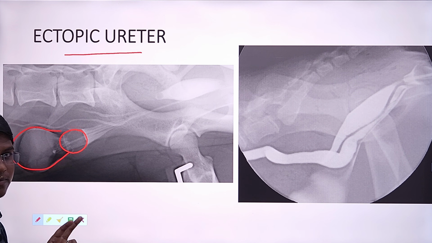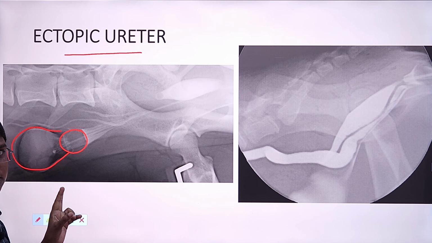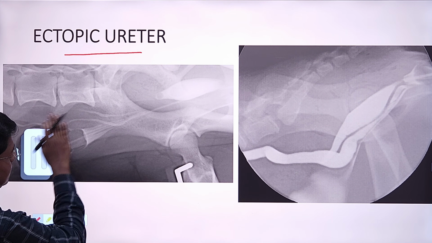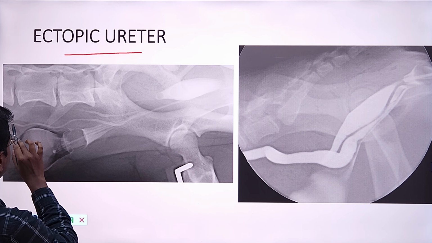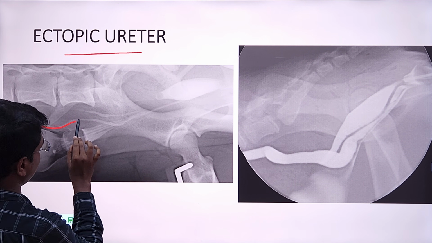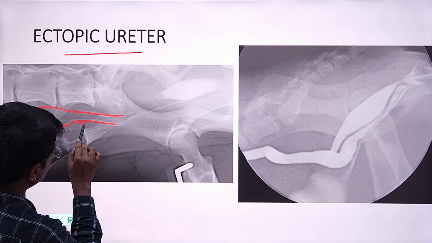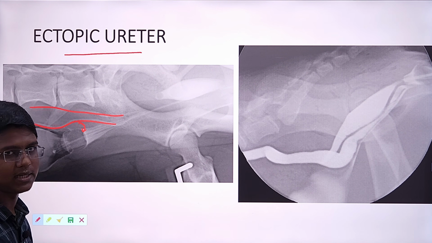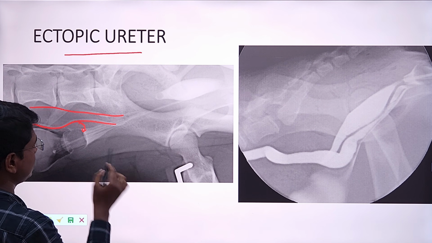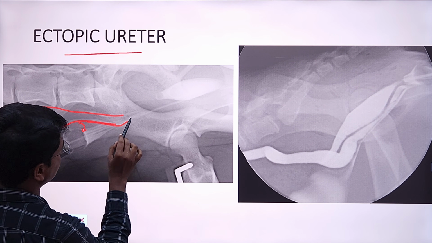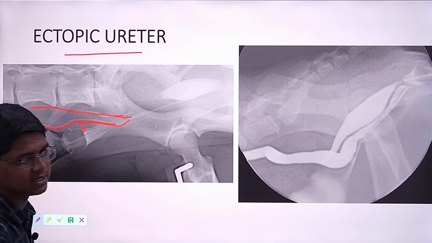This structure is the ball of the Foley catheter. Okay, cuff of the Foley catheter, not some pathology. Okay, now see the ureter. This is excretory urography. See this ureter and this ureter. They are supposed to join at the neck of the bladder. But instead of joining at the neck of the bladder, they are joining at the proximal urethra.